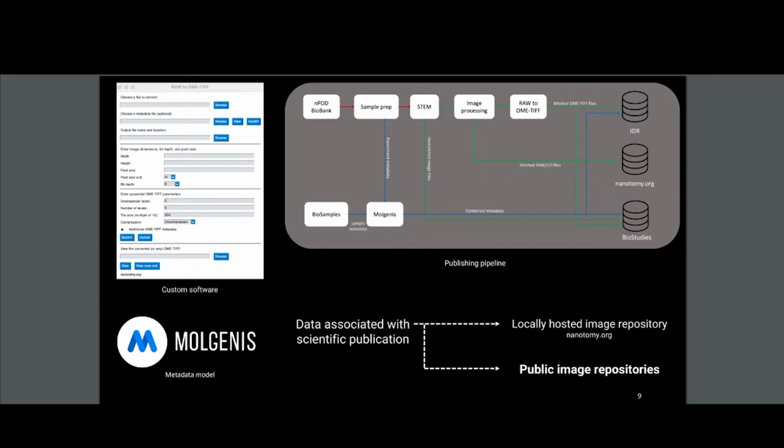And at the end, we can publish it both at our local repository, but also in public image repositories that comply a lot more with FAIR data principles, especially with linking metadata. And for that, we also use the custom model for metadata to link everything together.